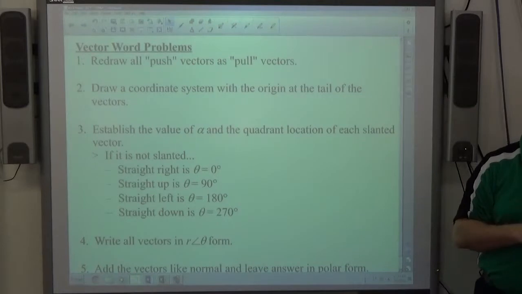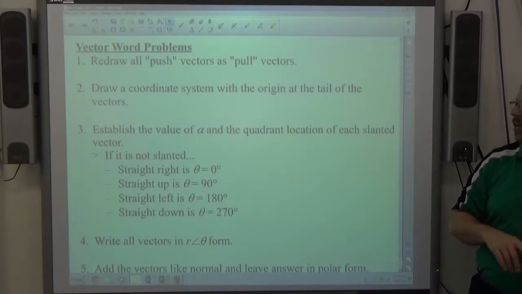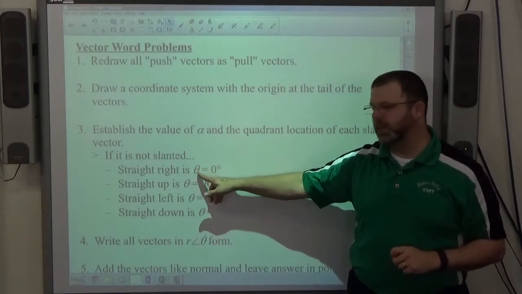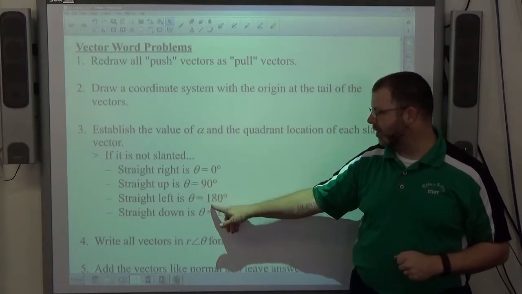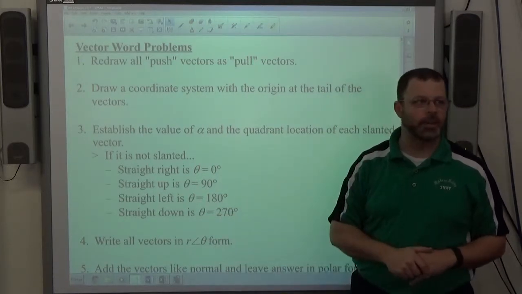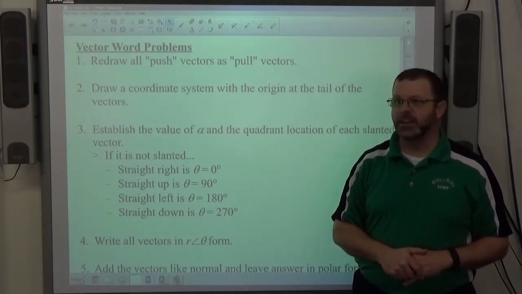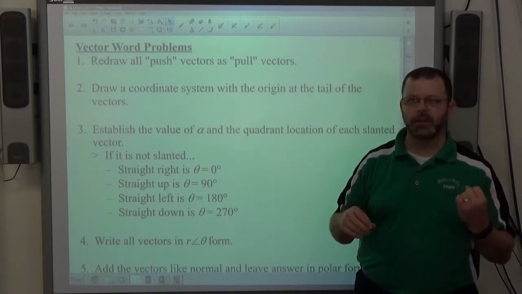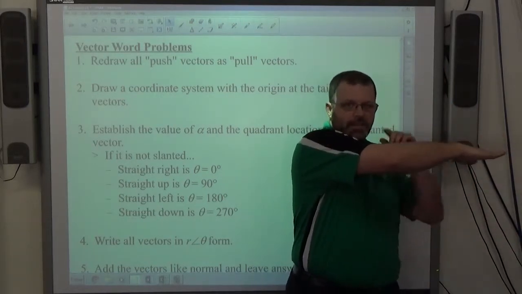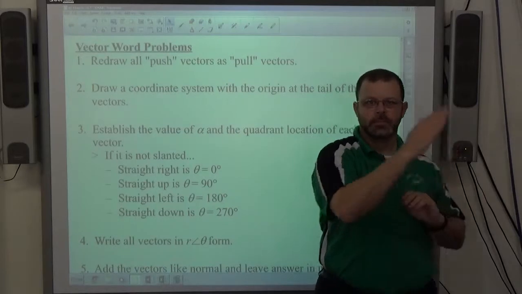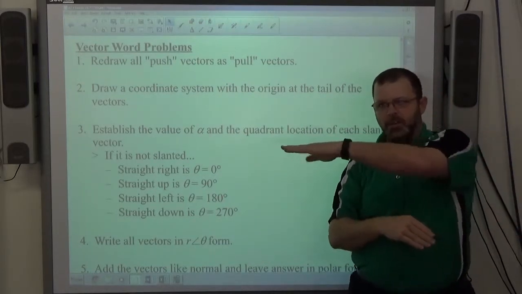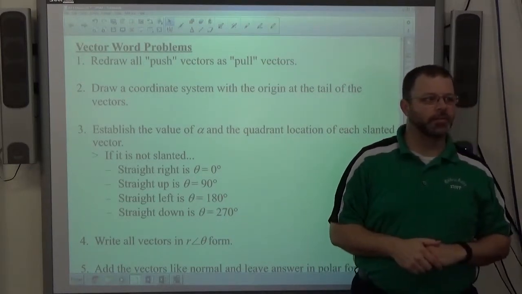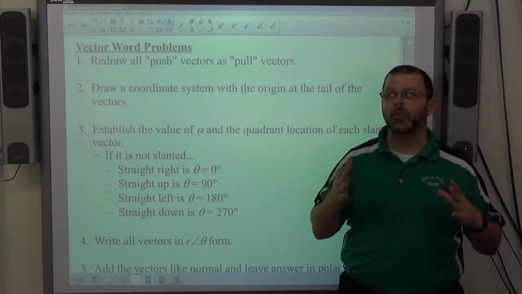If it's a slanted vector. If it doesn't slant, it's either going to be going straight to the right, 0, straight up, 90, straight left, 180, or straight down, 270. So if it's not slanted, it's right there in front of you. All the slanted ones are going to be in some quadrant.